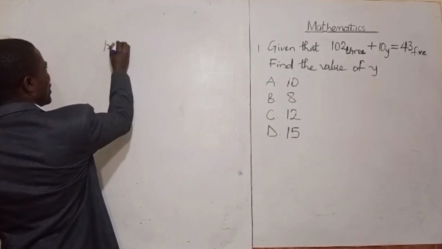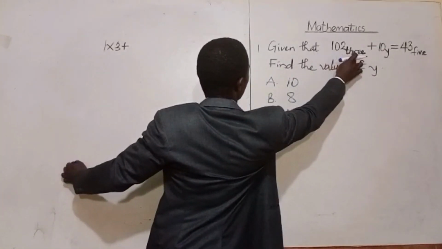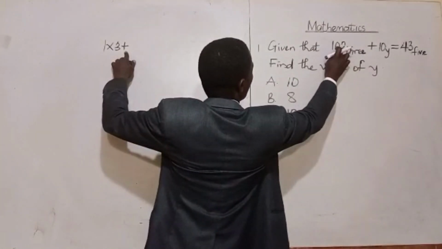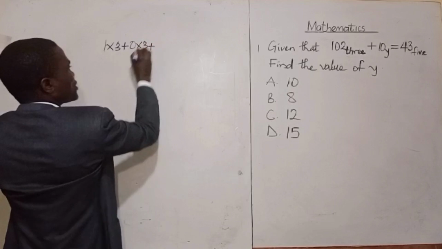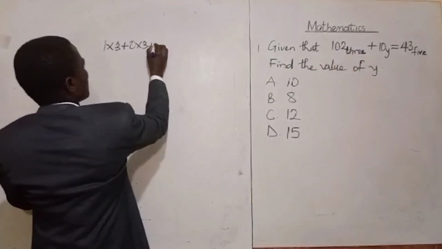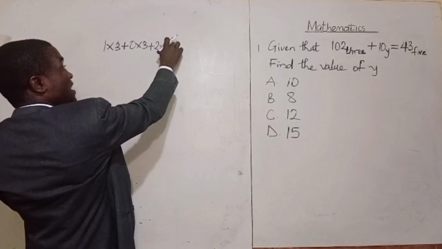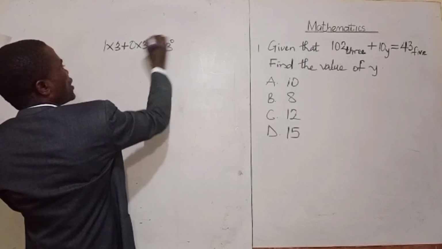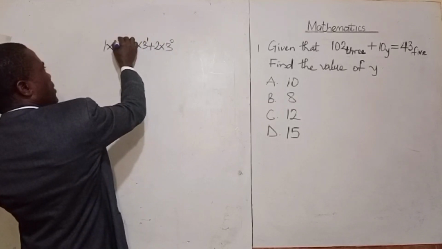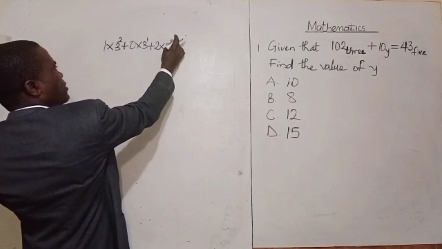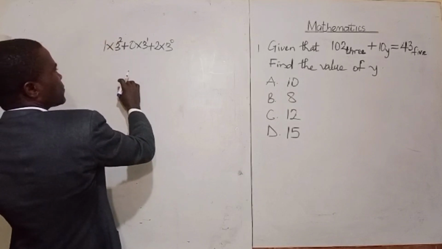So 102 to be converted to base 10 would go this way: 1 multiplied by 3, plus 0 multiplied by 3, plus 2 multiplied by 3. The first 3 here, which is the last 3, will carry power of 0. The next 3 carries power of 1. The other 3 carries power of 2. It goes in that order from 0 to 1, 1 to 2. If it is more than this, that is how it continues.